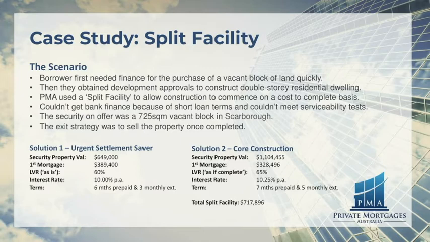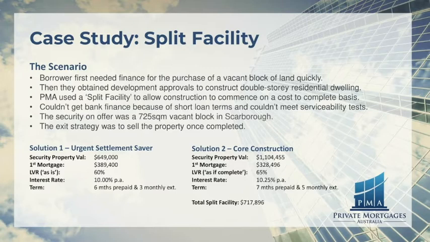And what it is, just one single first mortgage with 2 facilities split inside of that, similar to how some people split their home loan. It's just one mortgage, but it's just split into 2 parts. Okay, so this is really the difference. There's a slight premium on the interest rate that the borrower had to pay just for the construction risk, which isn't there for the urgent settlement saver because we're lending on an as-is value over there, whereas we're lending on an as-if complete value for the core construction piece.